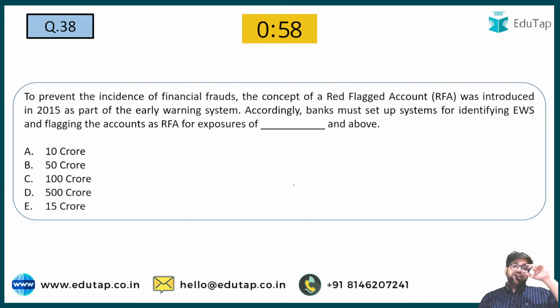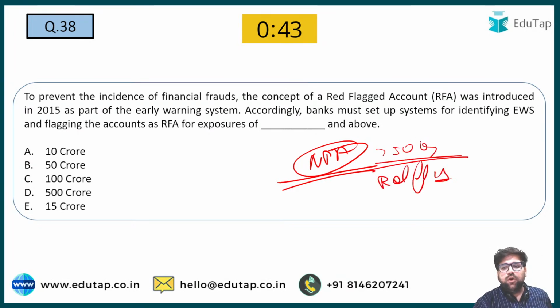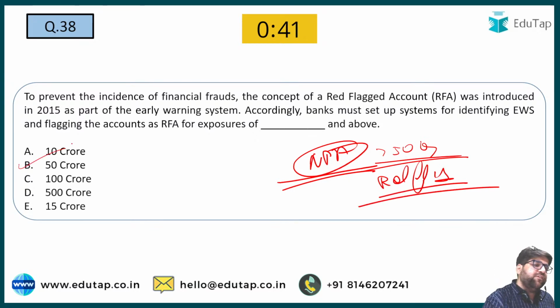So question number 38. This is also regarding NPAs. We have covered NPA. So if your NPA amount is more than 50 crore, then it will be called red flagged. Okay, then it will be called a red flag account, which is 50 crore.